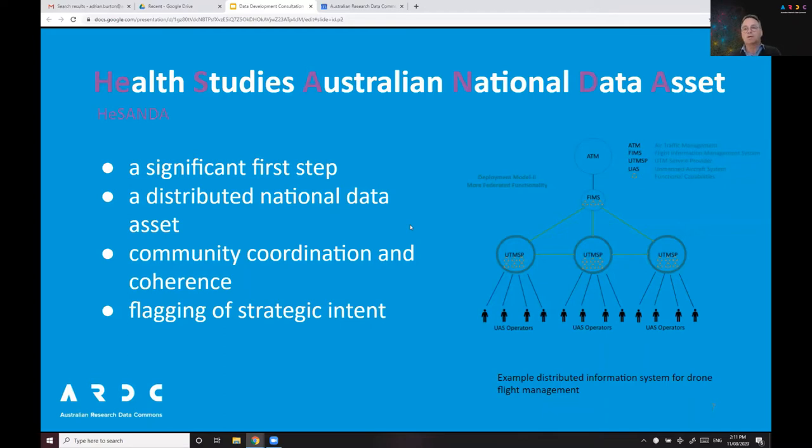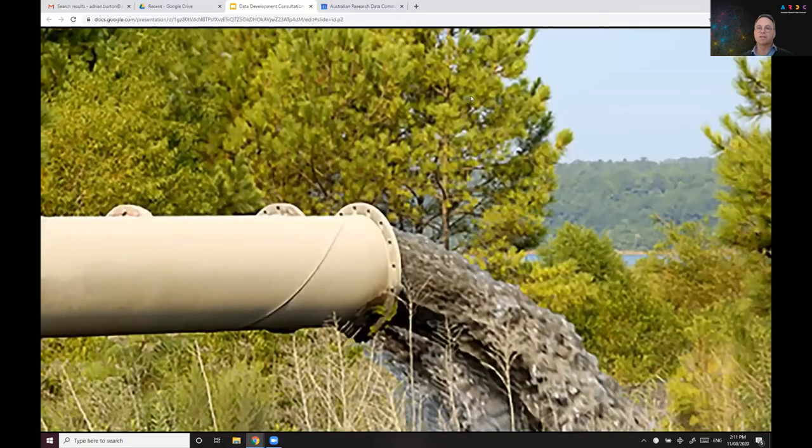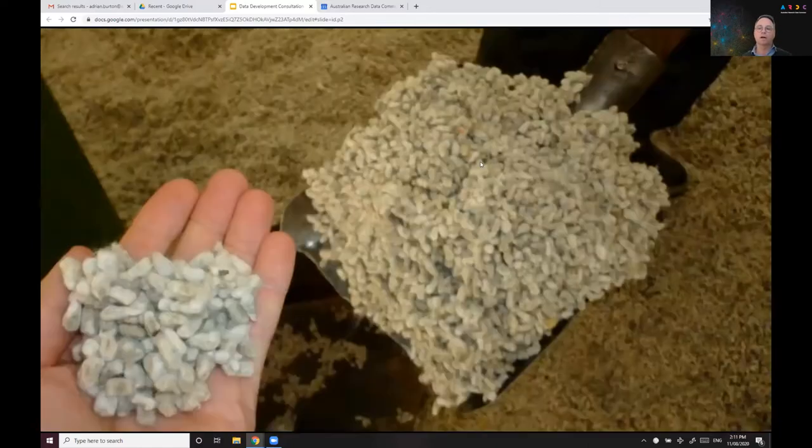The key thing we're doing here is flagging our strategic intent that this data is important, and it can and does support very important research programs, but that we haven't really set that up as an infrastructure concern. So the strategic intent is to stop treating data as a waste product of the research industry that creates journal publications, and to try and think about how to capture some value from this output of the research process.